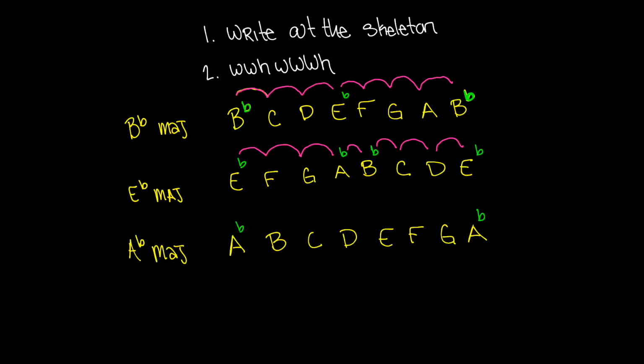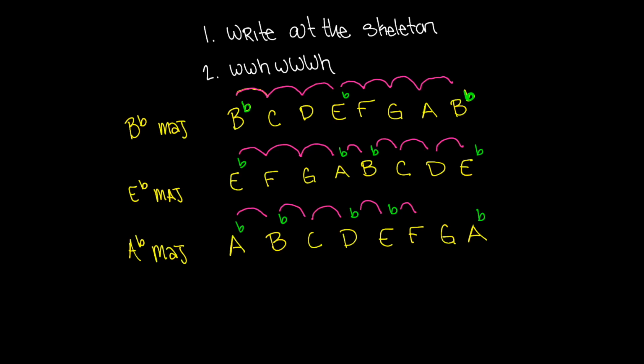So I want to think to myself, is A flat to B, is that a whole step? And it is not. So immediately we need to put in a flat here on B. Now let's keep moving on. Is B flat to C a whole step? Yes, it is. Is C to D a half step? No, it is not, and so we're going to put a flat here on D. Is D flat to E a whole step? And it is not, so we're going to put a flat on E as well.